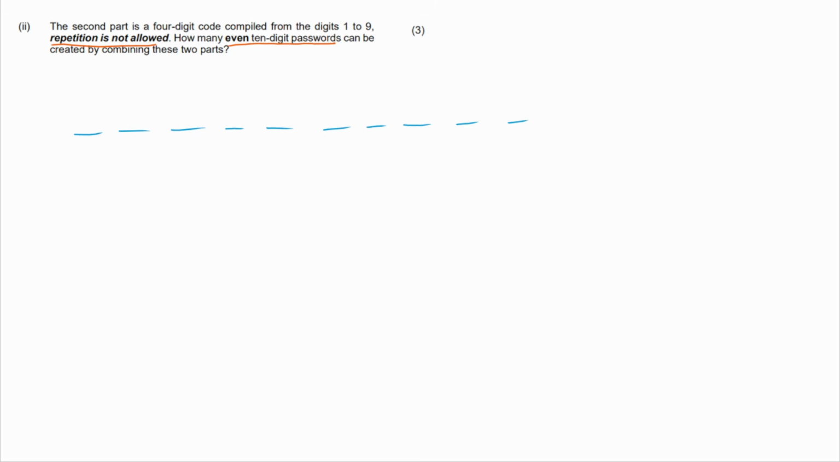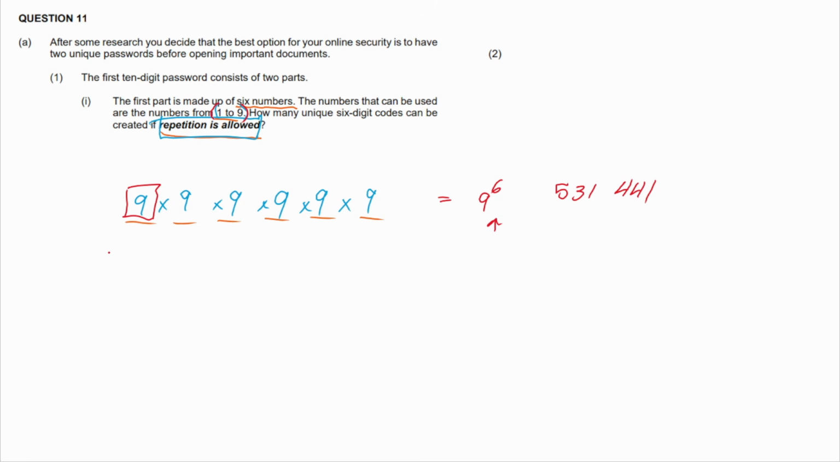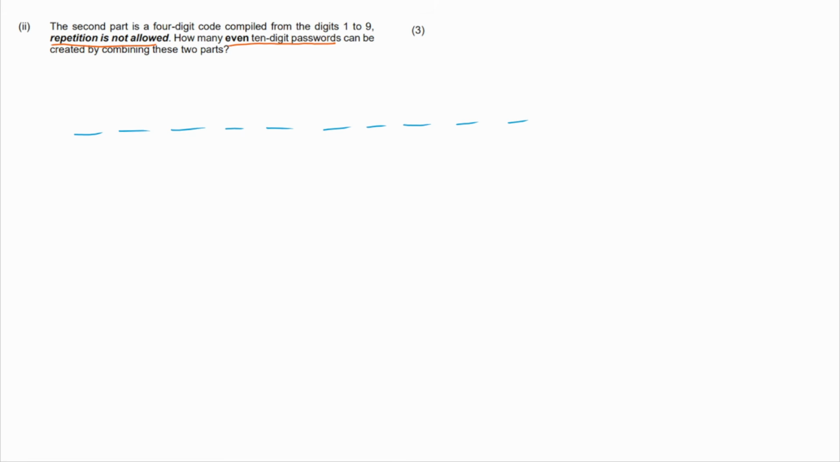All right. So in the first part of the question, we dealt with the first six numbers. Now what we're going to be dealing with is the first 6, but then also the next 4, because the second part is 4 digits. So let's deal with the first 6. 1, 2, 3, 4, 5, 6.